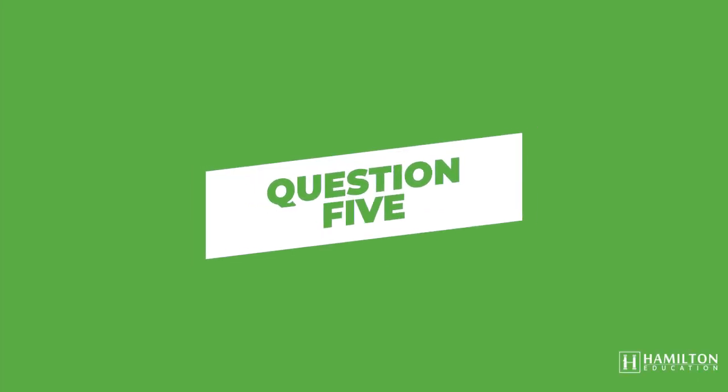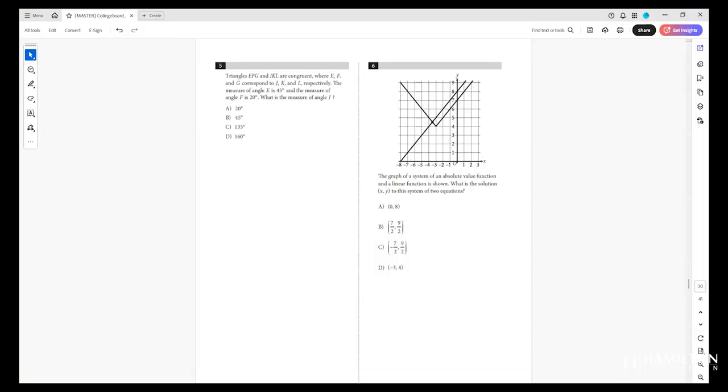Question number 5. Triangles EFG and JKL are congruent. So that means they have the same angles and same corresponding sides. EFG corresponds to JKL. Okay. So we don't know what type of triangles they are, so I'm going to draw some generic triangles, and they're going to be congruent. Now, these again look like equilateral triangles, but I like to do this when I'm doing a generic triangle.